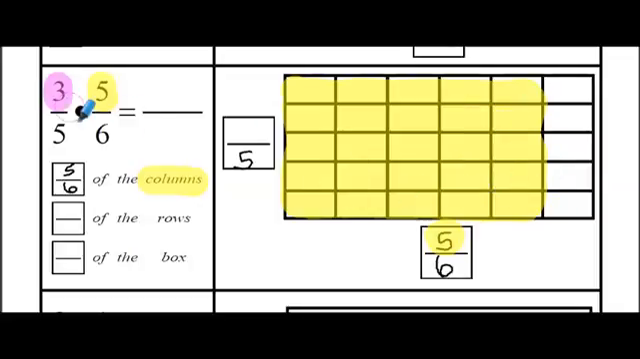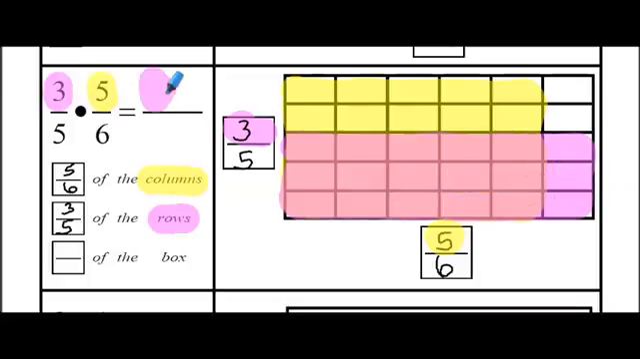And of those yellow pieces, I want 3/5 of them. So I could show 3/5 of the entire box with pink and coloring in 3 out of those 5 rows. So we can kind of see that there are 5 rows of the yellow, and I want 3 of those 5 rows. So I want the part that's going to be yellow and pink in this picture. And I want to know what part of the entire box, the original box, that covers. So where the yellow and pink overlap, that's going to be my final answer.